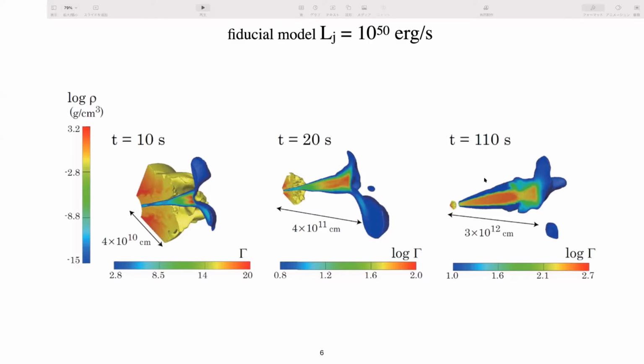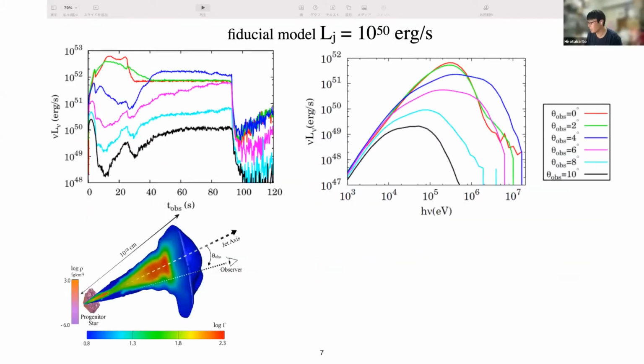Okay. So this is the resulting light curves and spectra, where the color represents the difference in the viewing angles from the jet axis. Since we inject the steady jet at the center, all the time variability imprinted in the light curve comes purely from the jet-stellar interactions.